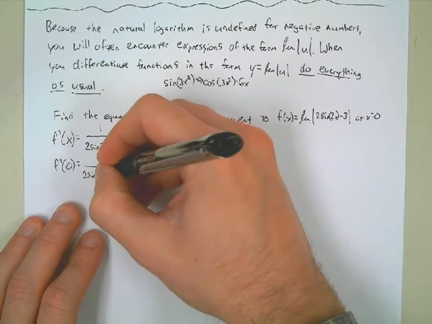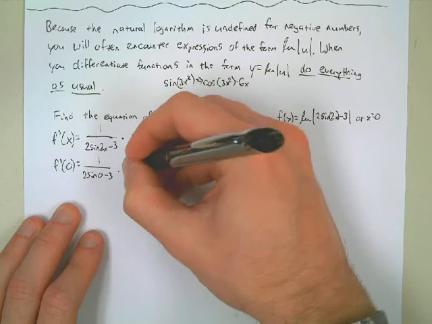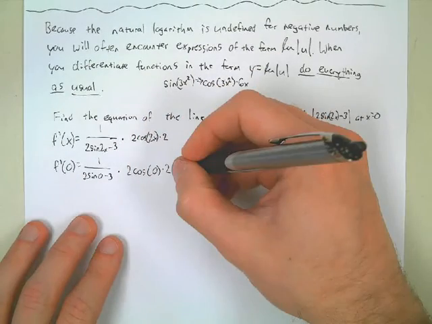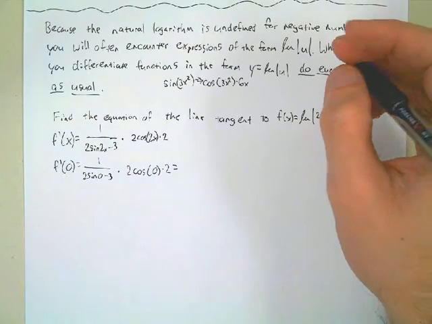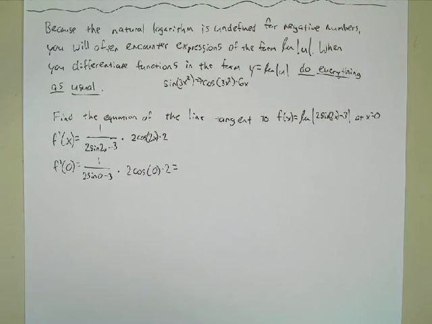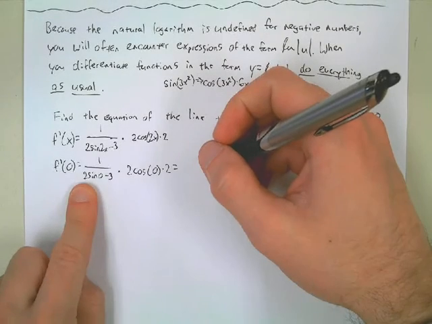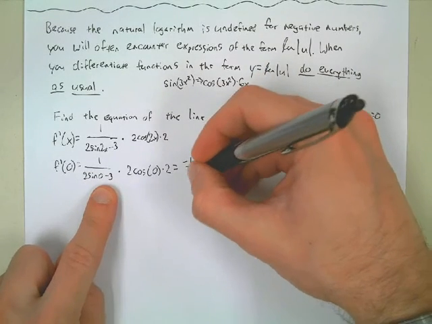Okay, let's see here. Sine of 0 is 0, times 2 is 0, minus 3, so that's negative 1/3, times cosine of 0 is 1, times 2 is 2, times 2 is 4, so we get negative 4/3 is our slope.